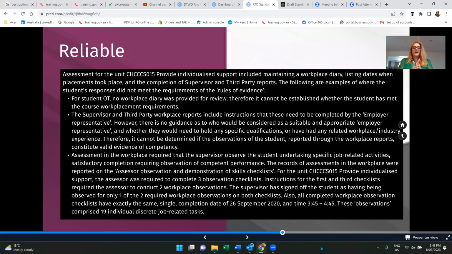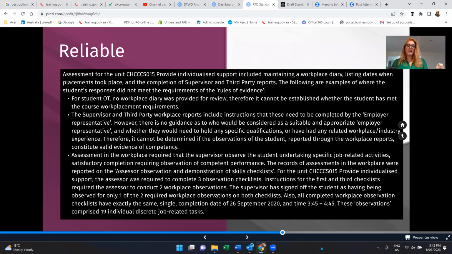And what they're saying is that over that 120 hours, an assessor needs to go out on 3 occasions to conduct the observations. The supervisor has signed off the student as having been observed for only one of the required workplace observations. All completed observation checklists had exactly the same single completion date of the 26th of September 2020, at the time 3:35 to 4:35. These observations comprised 19 individual discrete job-related tasks.